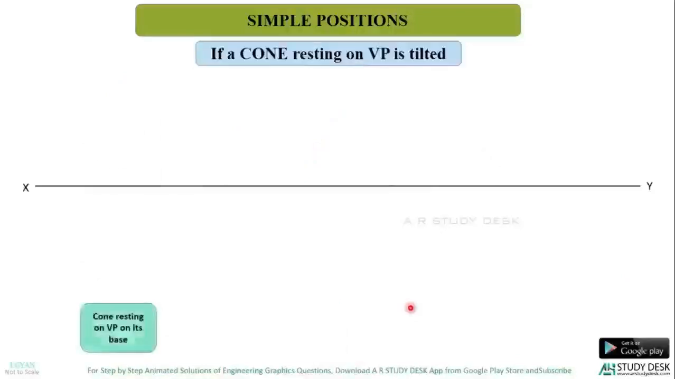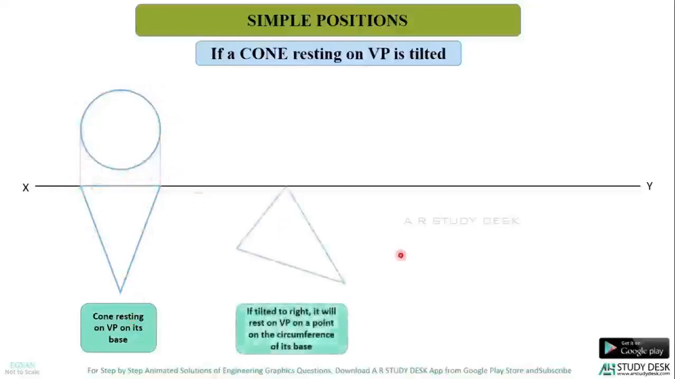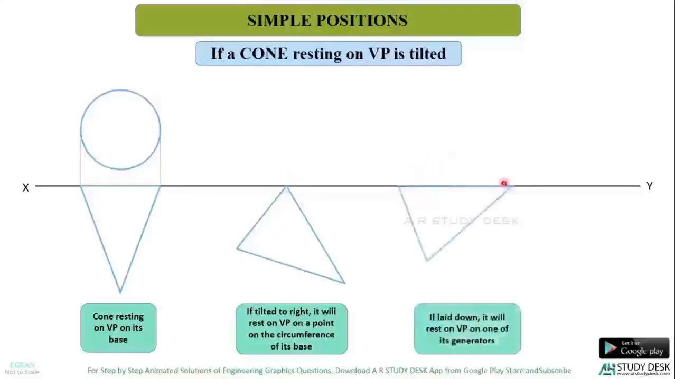Now let us see what happens if we tilt a cone which is resting on VP. So this is a cone which is resting with its base on VP, so that you can see the circle in the front view, and in the top view you can see a triangle. If I tilt it like this, it will rest on VP on a point on the circumference of its base. And if I lay down the cone like this on VP, it will lie on a generator on VP. Okay?